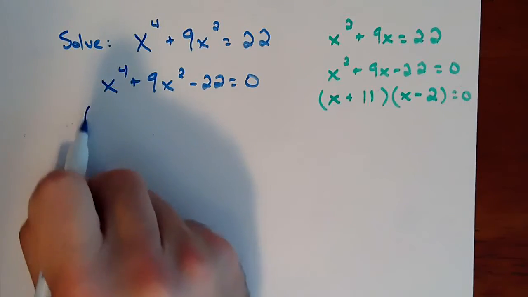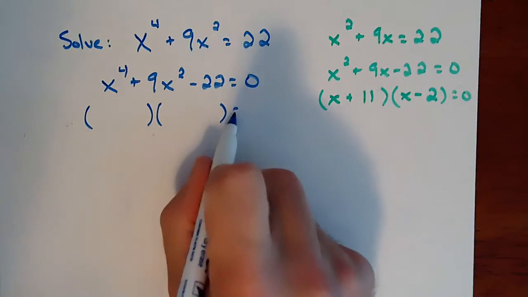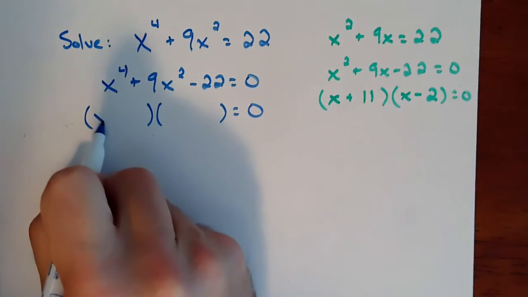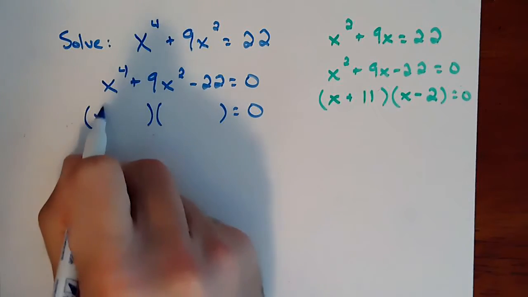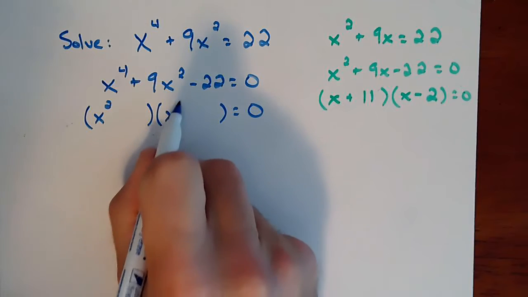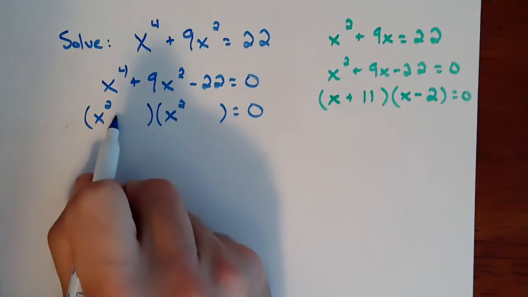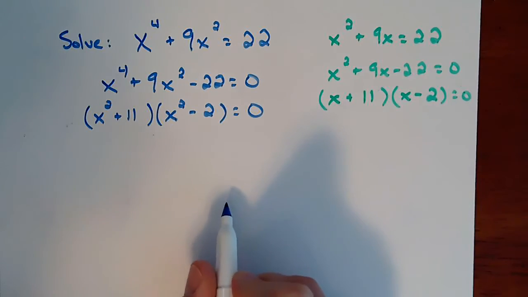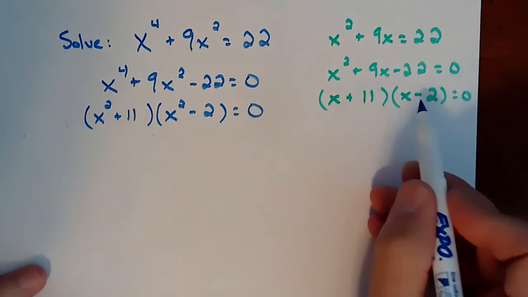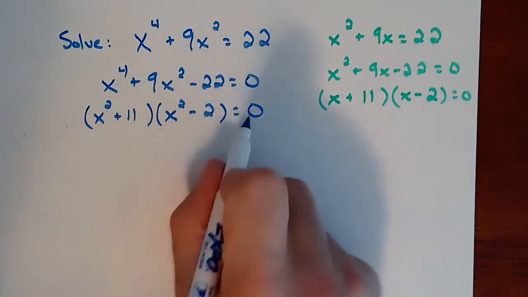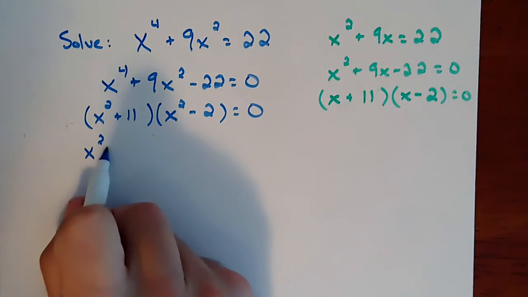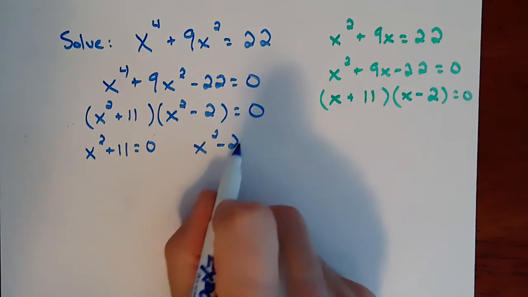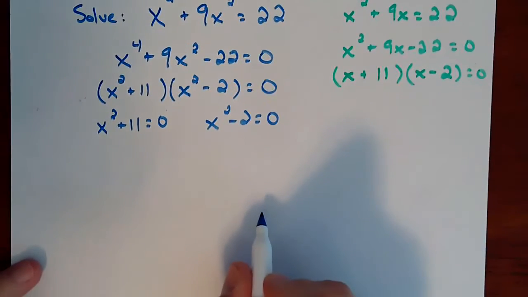So the factors are going to be exactly the same. The concept's the same, except now you're going to be splitting x to the fourth into x squared and x squared. And then you'd still have your plus 11 minus 2. And just like here, what will I do with each of these factors? I take each factor and I set them equal to 0. And then I can solve them both independently.